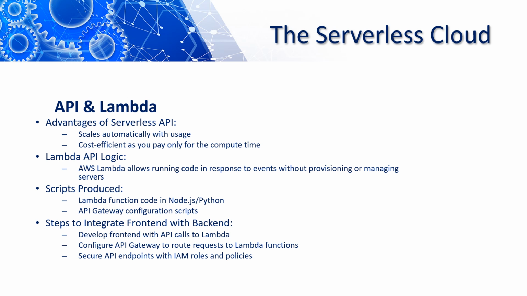Serverless APIs offer several advantages, including automatic scaling and cost efficiency, as you pay only for the compute time used. AWS Lambda allows running code in response to events without managing servers. Scripts produced for this include Lambda function code in Node.js or Python and API gateway configuration scripts.